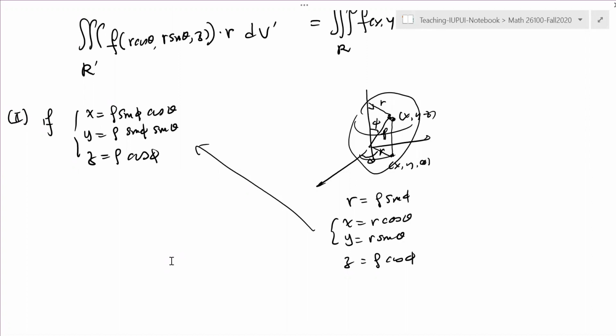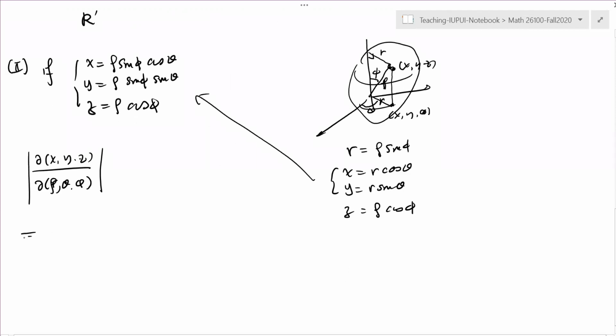Now we compute. Let's compute this one, the Jacobian of x, y, z with respect to rho, theta, phi. What does that mean? This is a determinant of the matrix: partial derivative of x with respect to rho, partial derivative of y with respect to rho, partial derivative of z with respect to rho. Then the next rows, and then you have the last one.